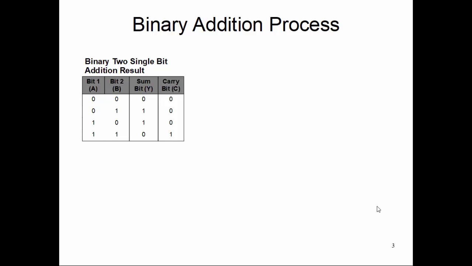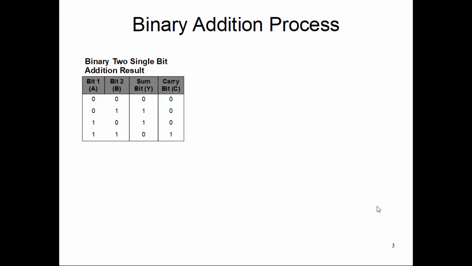Let's say there are two binary variables A and B, and if we sum them up, any sum process produces a sum and a carry. Like in your decimal addition process, let's say you are adding up 8 and 3. So 8 plus 3, its sum digit is 1 and carry digit is 1, right?